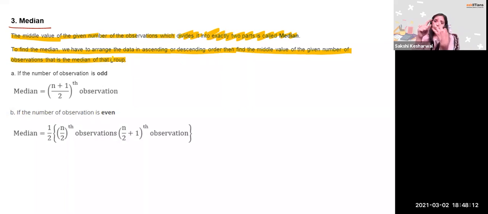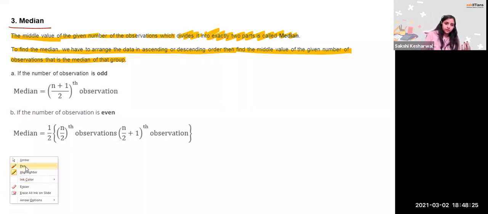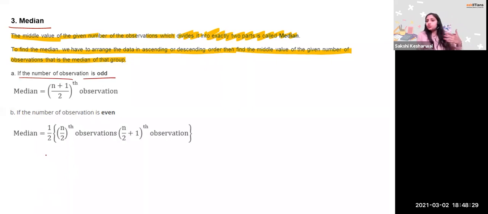So you see that the number of observations is what, beta? 3 observations are there. So who is the median of it? It's going to be the second observation. So how are you going to write the second observation? See over here, the second observation is written like this. So if the number of observations is odd, you can just do the counting, right?